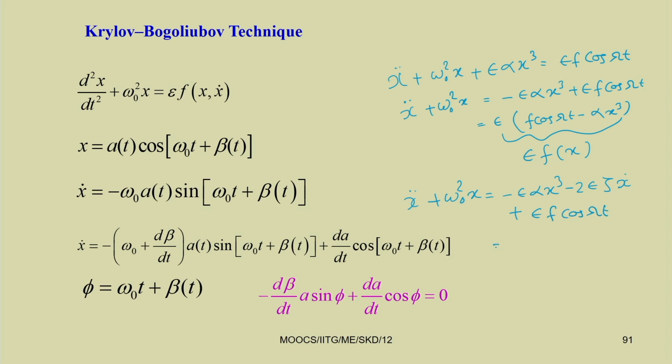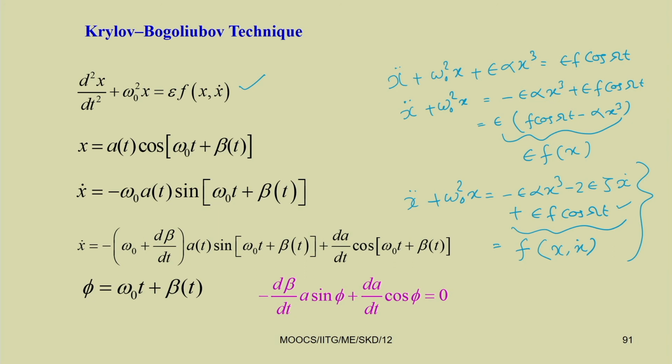So, this whole term, you can see, is a function of x, x dot and this periodic term. So, it is a function of x and x dot. A general equation, any nonlinear equation, can also be written in this form. That is why it is written d square x by dt square plus omega 0 square x equal to epsilon f of x, x dot.